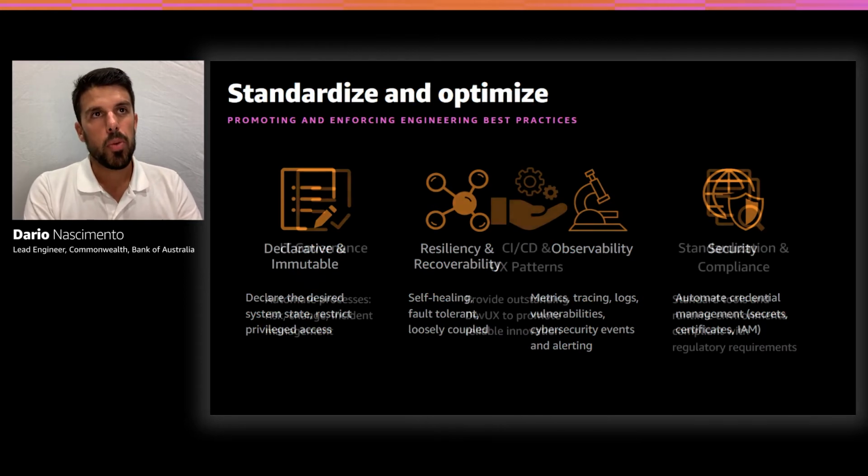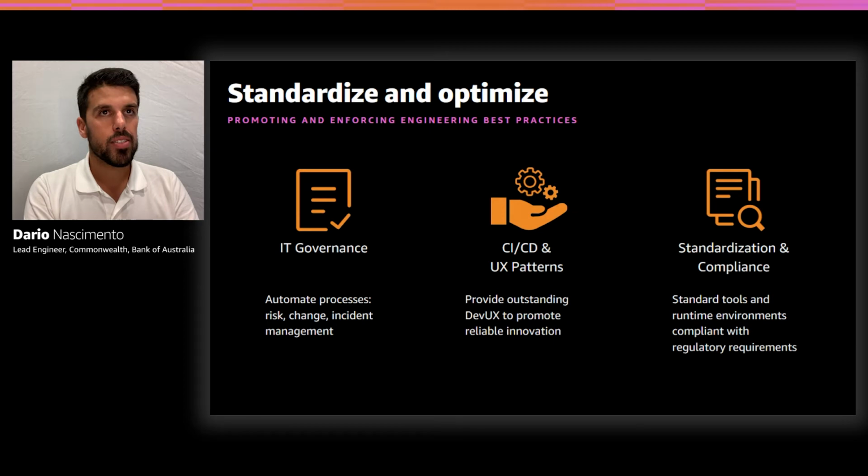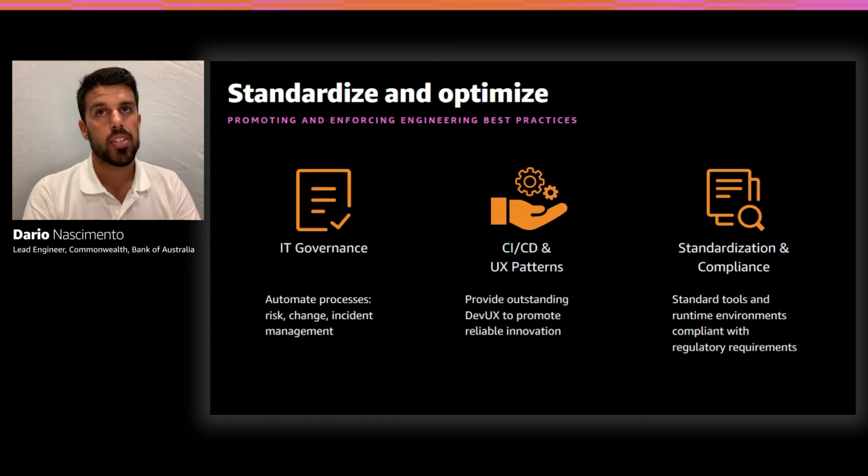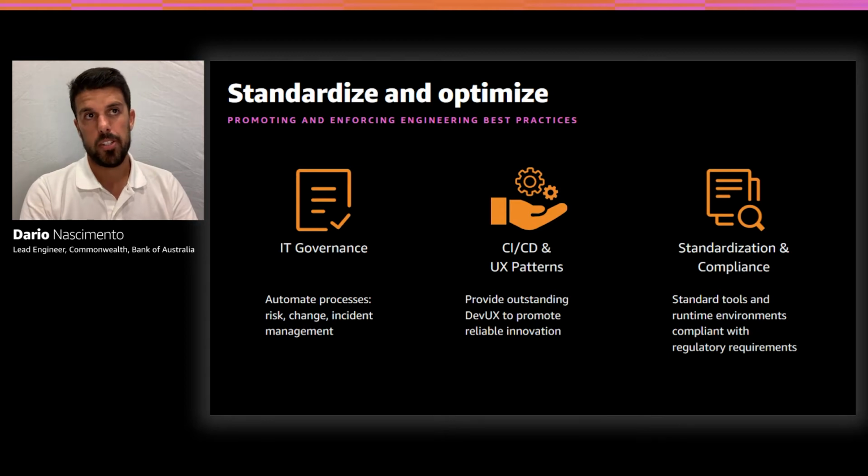Because GitOps is the way we interact with Kubernetes and AWS, we can improve and automate the IT governance processes involved in it, like risk, change, and incident management. We can also provide a better developer experience, creating application patterns using tools such as Helm or AWS CDK. We aim to provide an outstanding developer experience so that the organization can deliver sustained and reliable innovation.